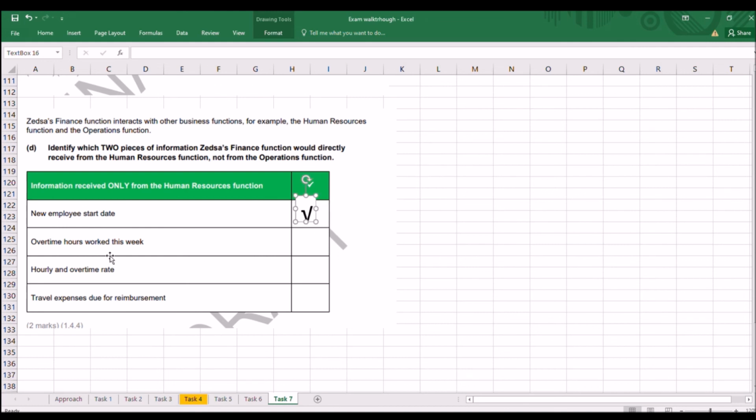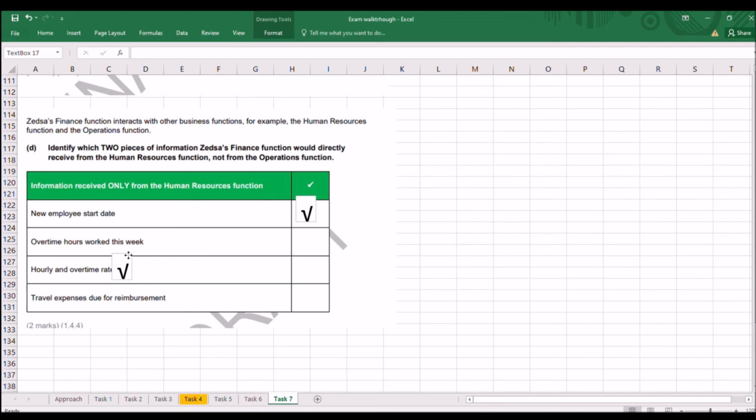Overtime hours worked this week. Not really, because remember the point of HR is to acquire employee resources for the business. That's their thing, either to recruit people, remove people, or get them back to work if they're ill. That's their point really in existence, and to keep them happy so we retain people. So employee start date is one of those. Overtime work, no, that comes from the operational managers.